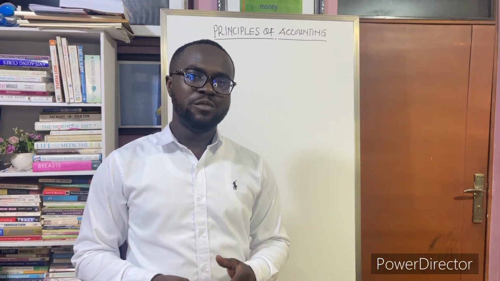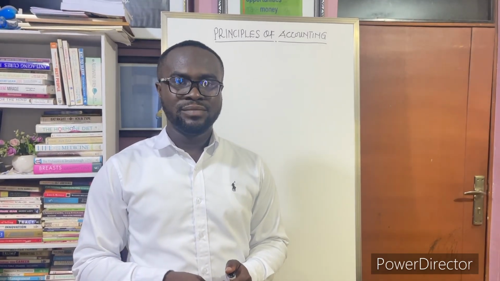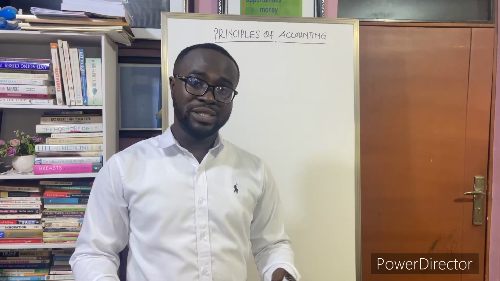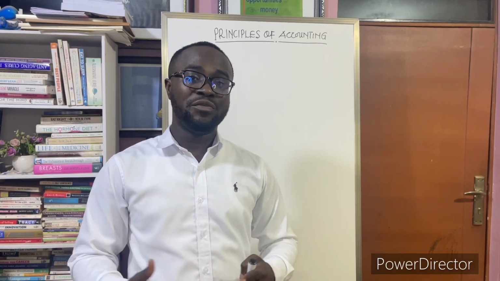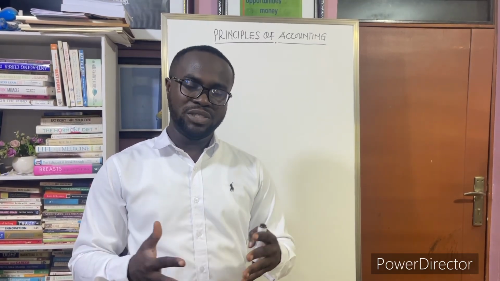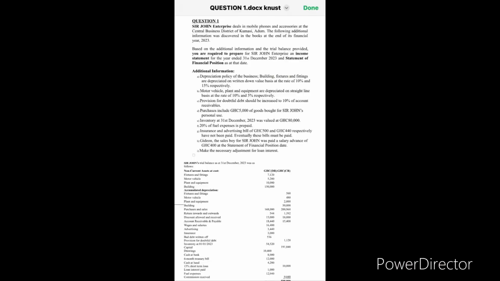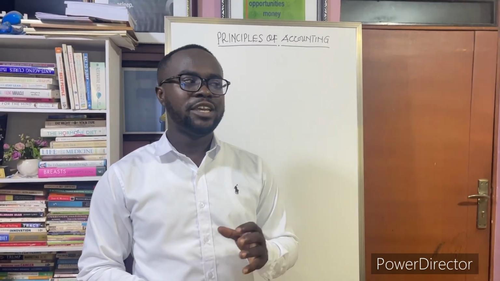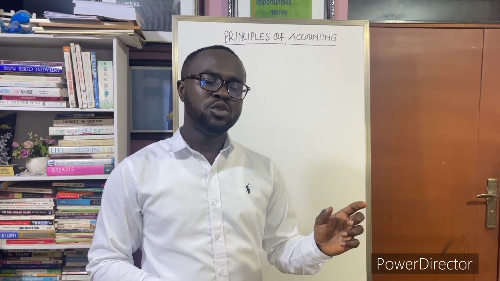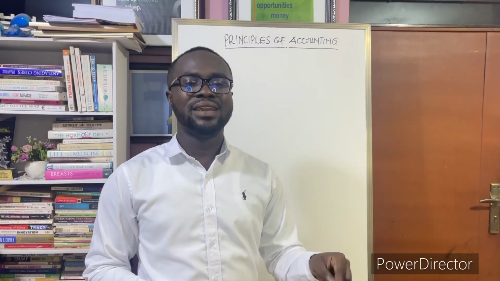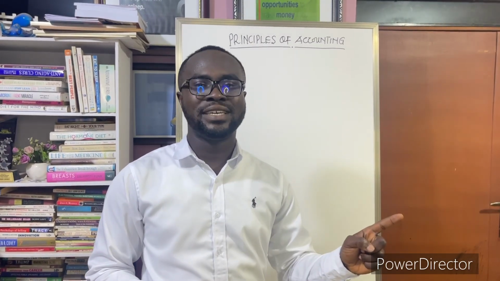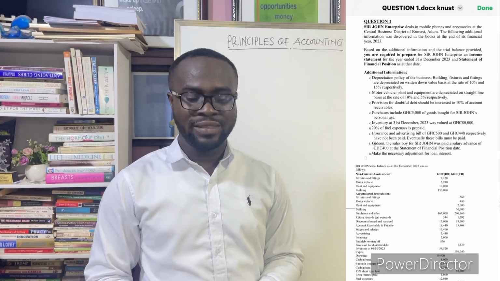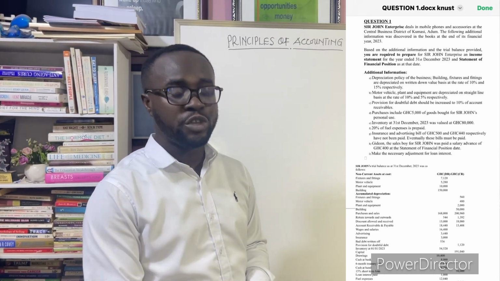After going through the additional information, you glance through the trial balance. But as we already have the question at hand, let's consider that we've gone through the additional information and we are considering the trial balance. The reason why you have to go through the trial balance as well is that most of the items within that additional information are linked to the accounts in the trial balance, and therefore it is paramount for you to consider that.